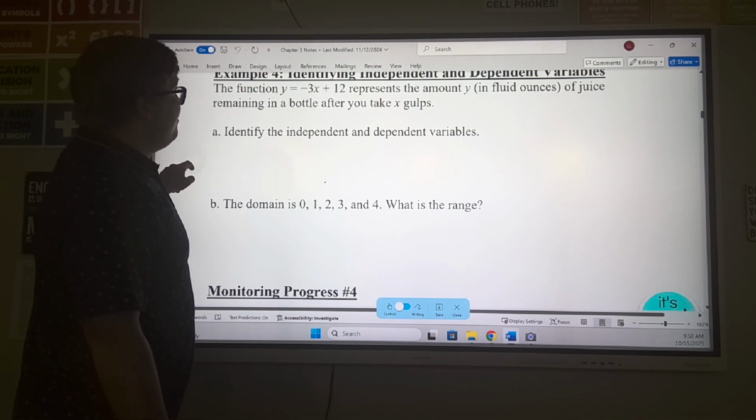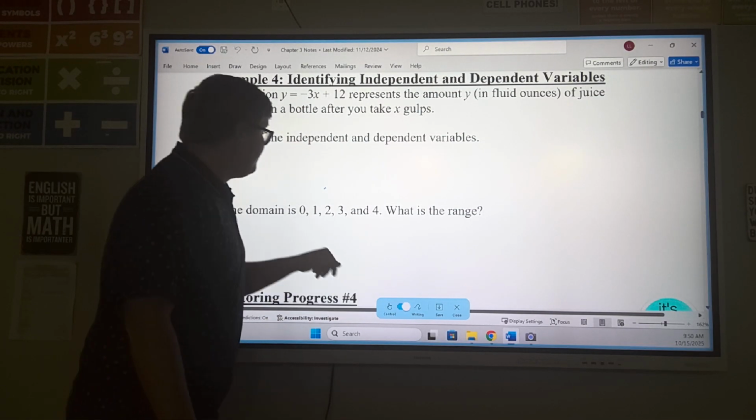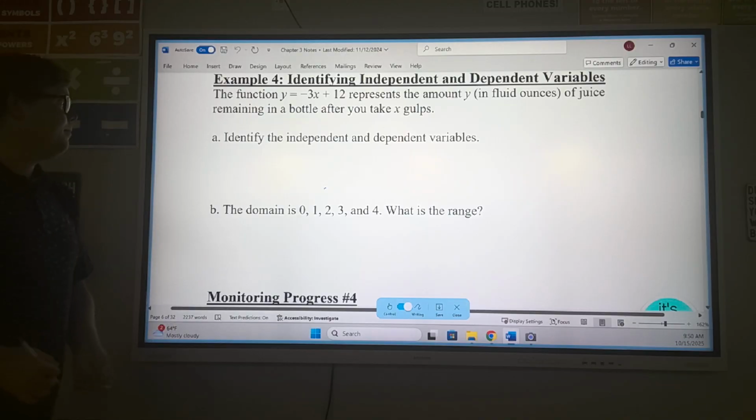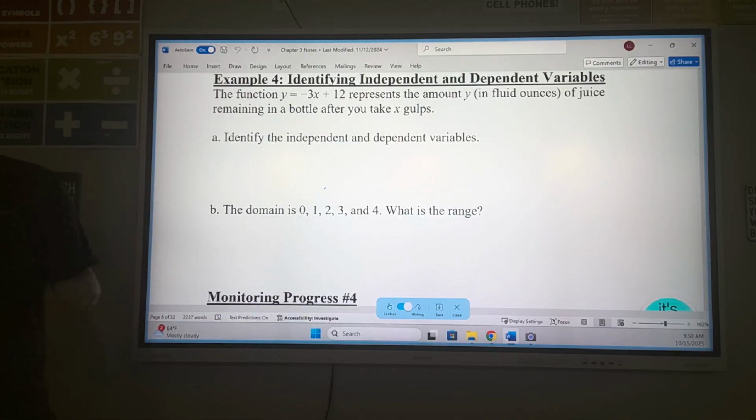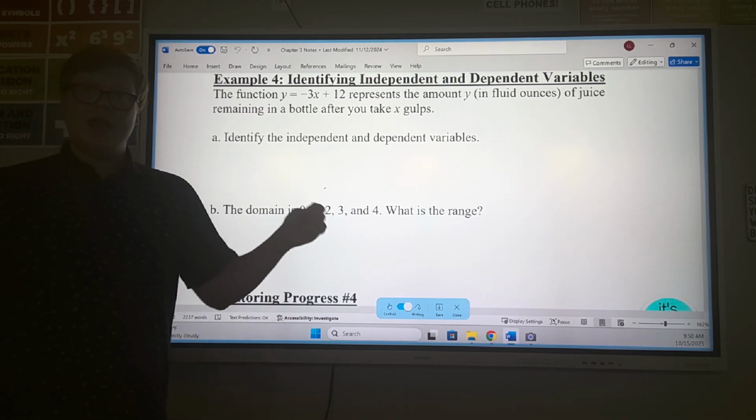Identifying independent and dependent variables. This you should have already learned in science, but we'll go over it one more time. Independent variables are variables that you can choose. You can choose to change them, right? And dependent variables depend on that independent variable.